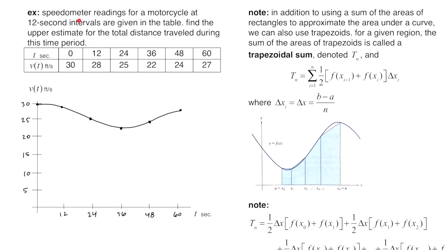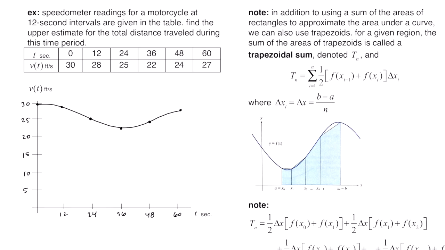This example says speedometer readings for a motorcycle at 12-second intervals are given in this table. Find the upper estimate for the total distance traveled during this time period. So what I did is I took these data values and I labeled our x and y axis so that going across the bottom is time in seconds, and it goes 12, 24, 36, and so on. And then I went up the y-axis in increments of 5, and I plotted these values, a really rough sketch just to get an idea of what the curve is doing for velocity.